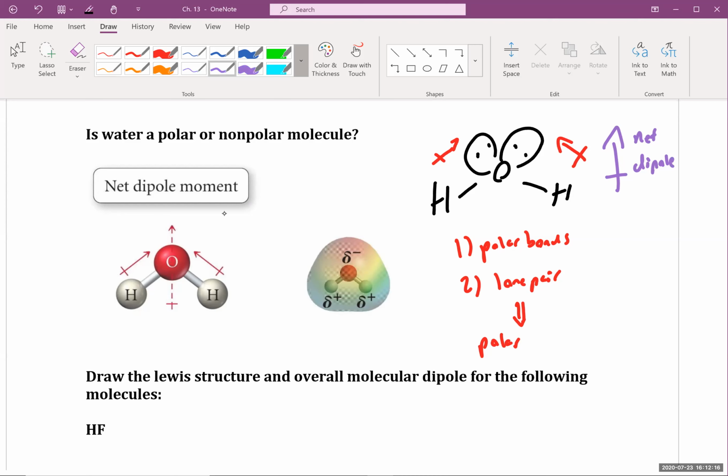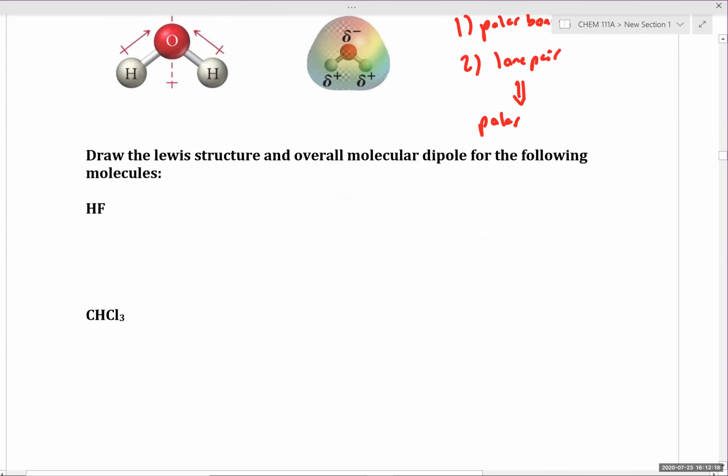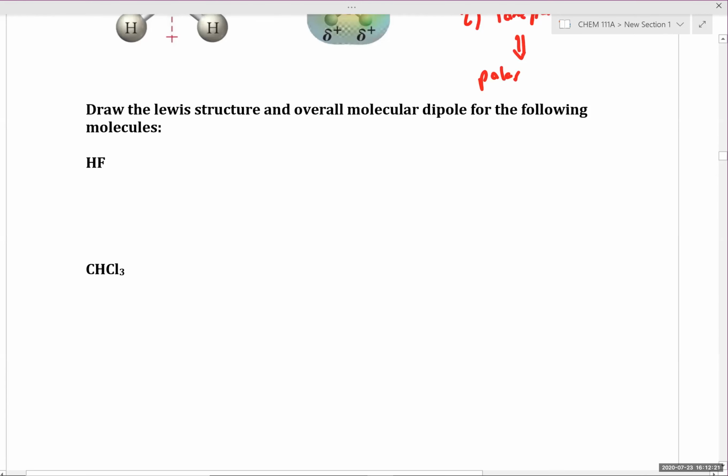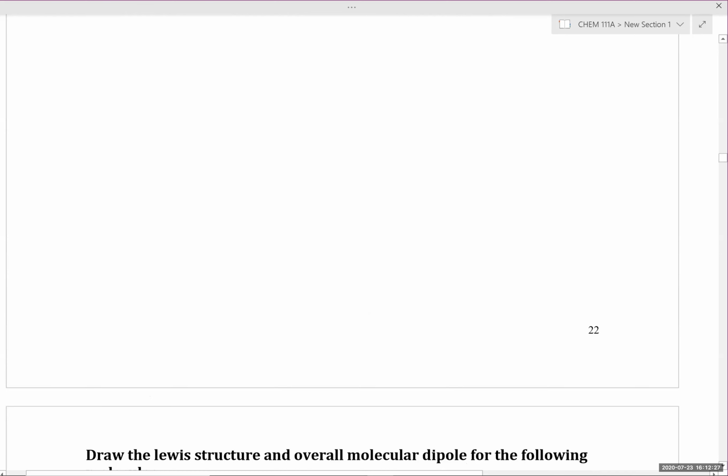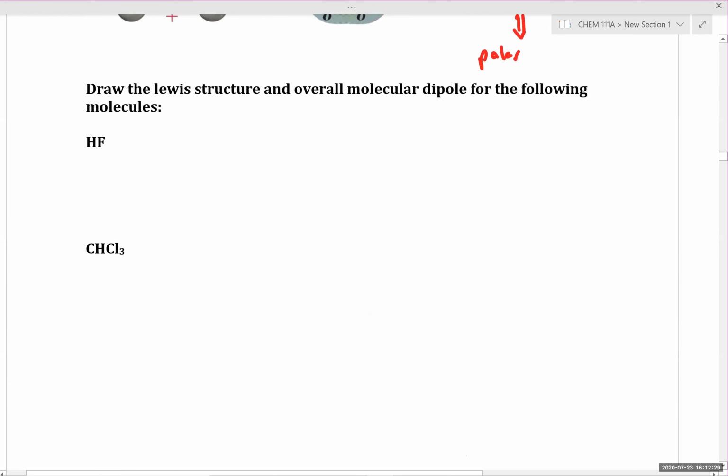So let's do a few examples before we close out. Let's draw the Lewis structure and overall molecular dipole for the following molecules. I'll do these first two and you'll do the next two. For hydrofluoric acid, the hydrogen-fluorine bond is polarized towards fluorine. So this molecule clearly is polar.